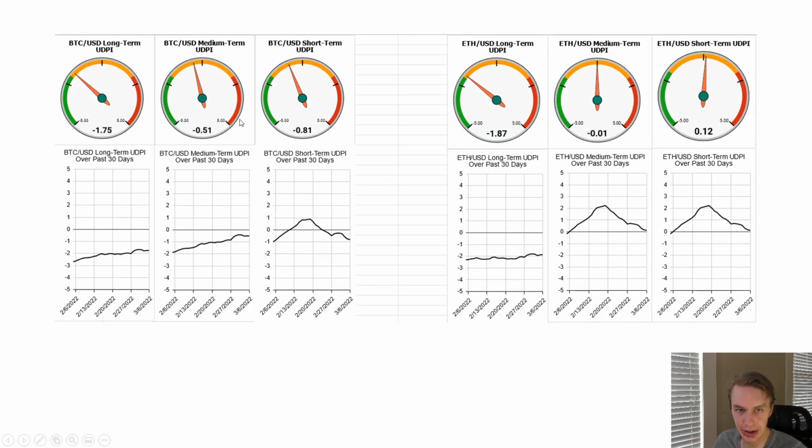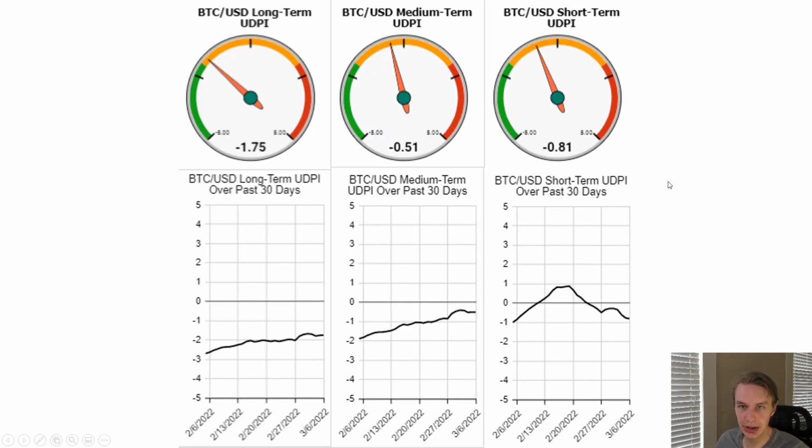And then you'll get access to this dashboard that'll have Bitcoin and Ethereum UDPI data for all the three different timeframes. All right, so let's get into talking about risk in the crypto market right now.